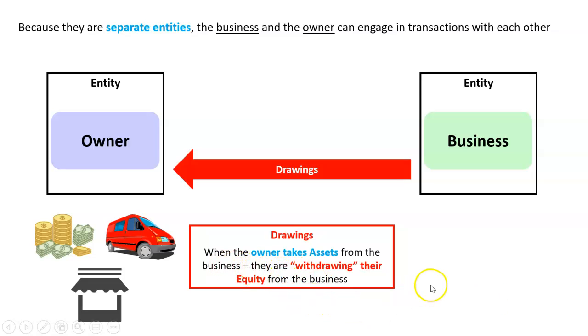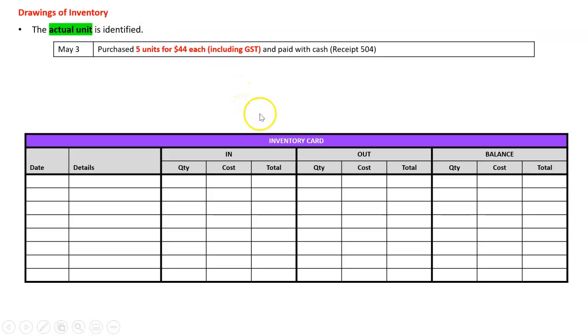That's when the owner takes assets from the business. They are withdrawing their equity from the business. And another asset they can take out is inventory, just like they can take out money or a car. So how do we deal with that under the identified cost method? The rule is this: for drawings of inventory, the actual unit is identified. So let's do an example. Let's work our way through it. It's the same example we've been using.